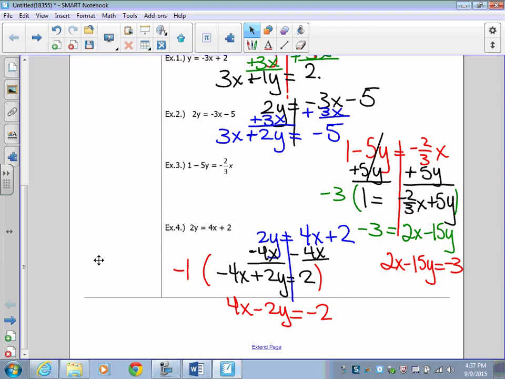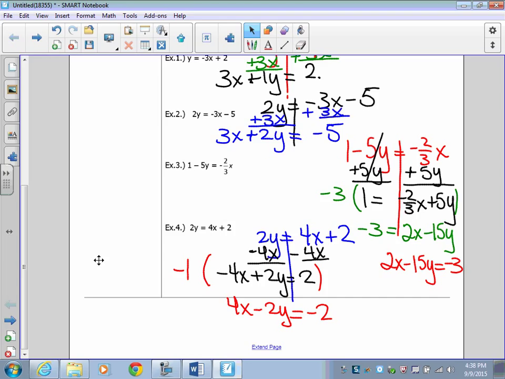-3 times 1 is -3. -3 times a -2/3 x is a positive 2x. -3 times 5y is a -15y. You can leave it in green if you'd like, or you can simply switch it around to what you see in red. Either one of those problems will work.